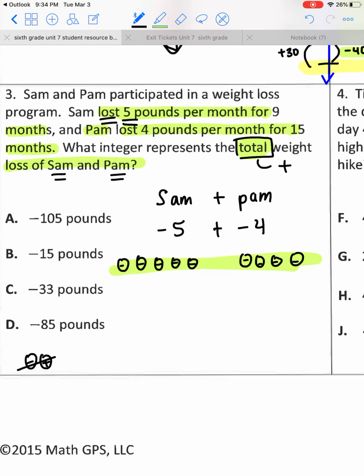Oh my goodness, I made another mistake. Goodness gracious. That's not going to be on the test though.